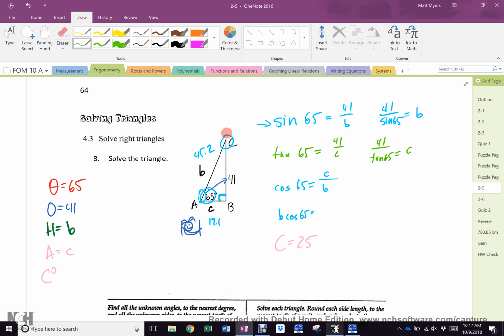What should I make sure I do at the end of it all? I should check and make sure it makes sense, shouldn't I? Is my hypotenuse the longest side? Yes. Does it make sense, since I only went 25 degrees, which is only like this much, that this is significantly less than this? Yes. So am I happy with my answer?